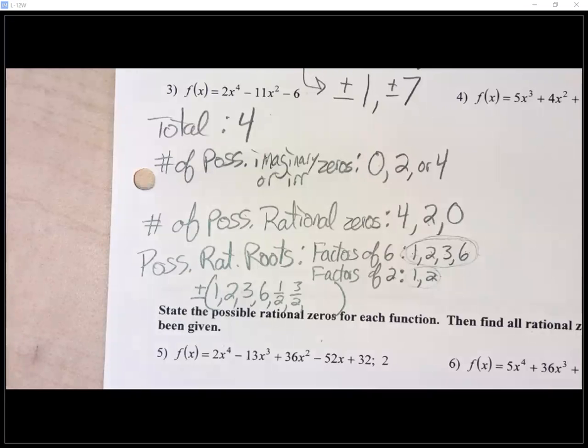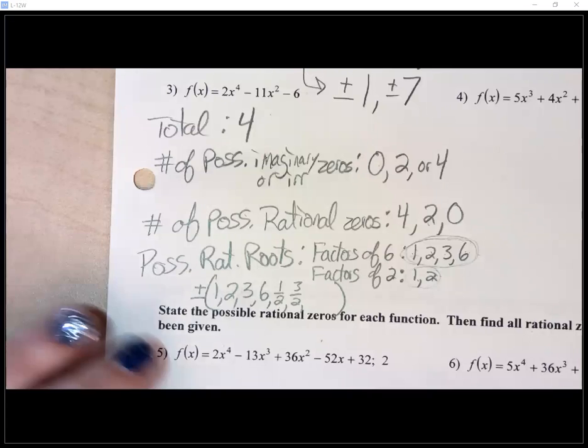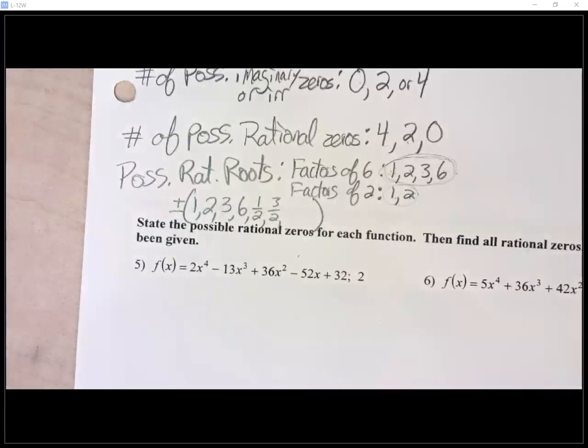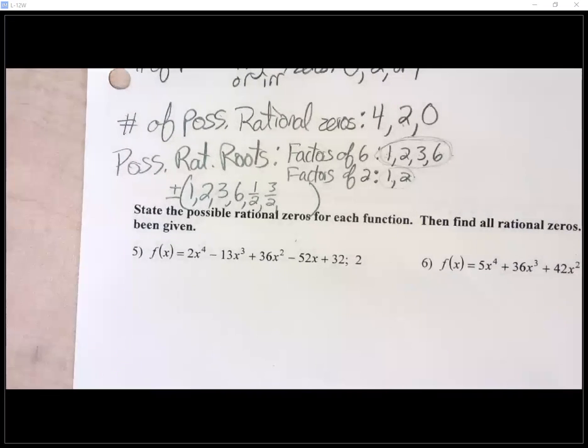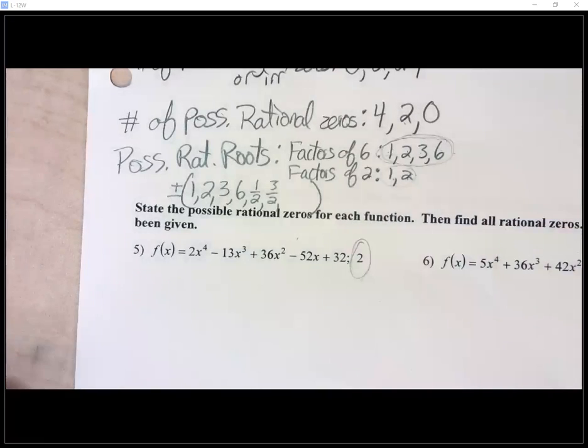Let's see. So if you look at number five, five is actually kind of nice. They want me to list all the possible rational zeros, and then it's asking me to find them all. But they gave me one of them. They gave me one of the four answers already. I know there's going to be four altogether. They're saying, here's a hint, here's a starting place. We'll tell you that two is one of the answers. We need to try and find the other three.